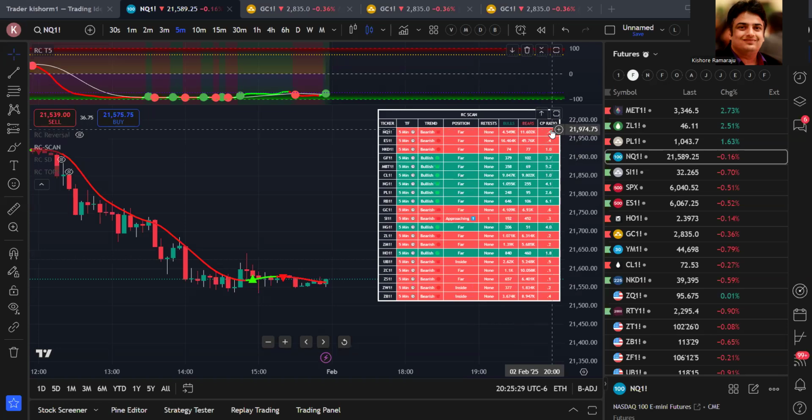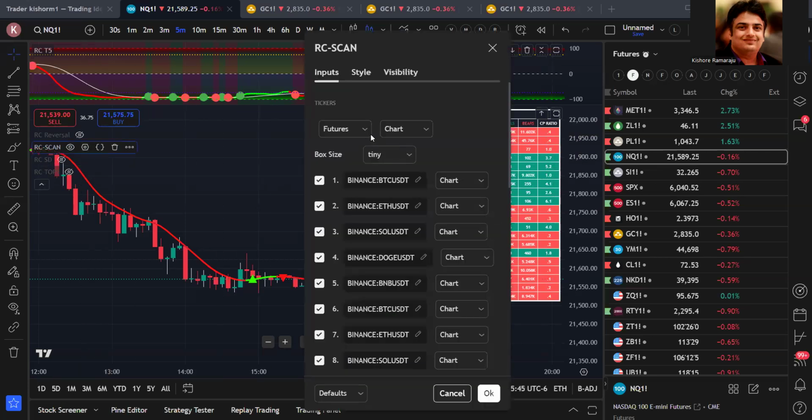If the CP ratio is red, below 0.5, they are the best ones for your puts, the best ones for your shorts. If this is green and above 2, that means they are the best ones for your long positions. So this RC scan is one tool which will help you to do futures, to do stocks, to do India stocks. You can put custom tickers, you can do cryptos, whichever you want, you can do.